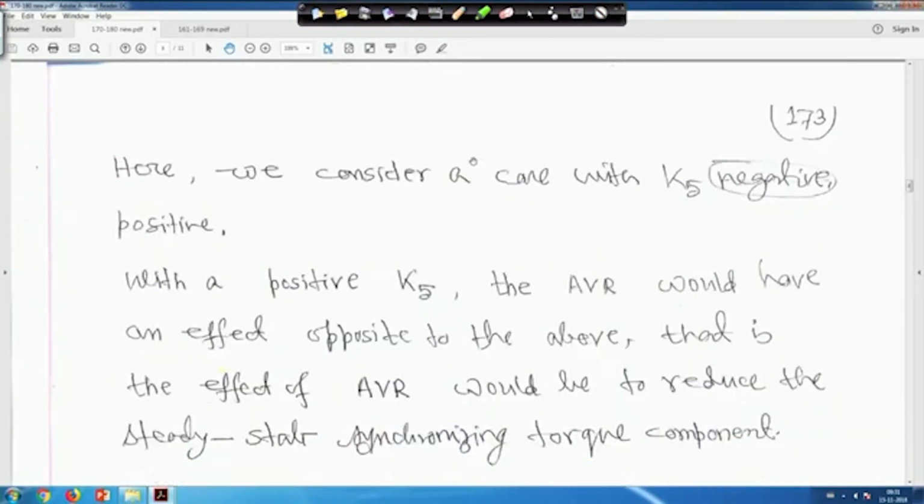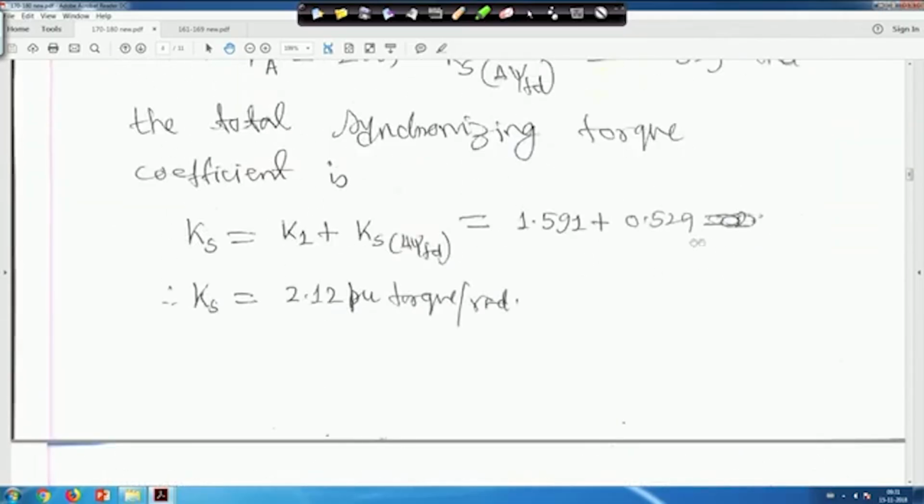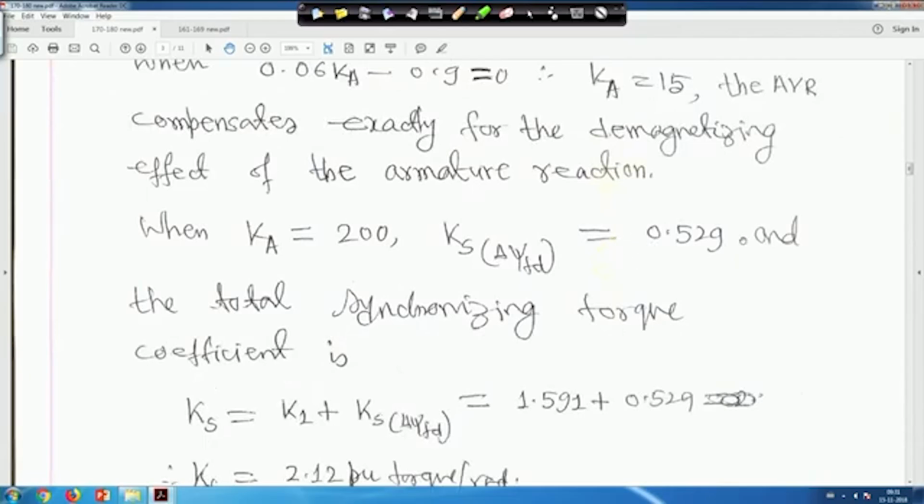The effect of AVR would reduce the steady state synchronizing torque component. You can see that this value may become negative if you take K5 positive. It may not be the exact value, or maybe exact, it depends on the parameters, but it will be negative, not positive. So, if K5 is negative, it actually increases the synchronizing torque coefficient.